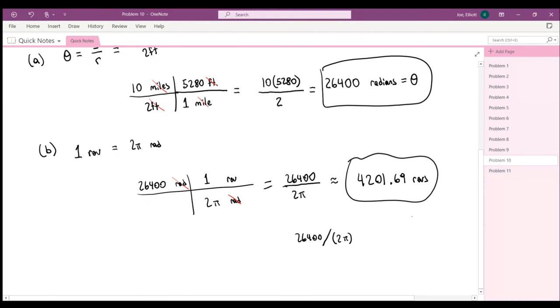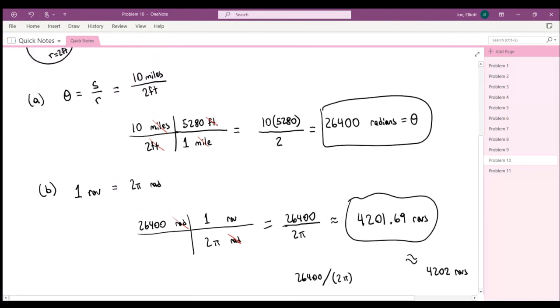All right, so then if your professor wants a whole number of revolutions, you might round that up then to 4,202. Okay. Yeah, all right, good.